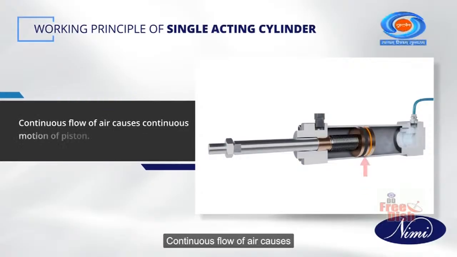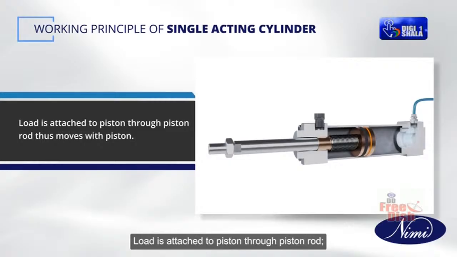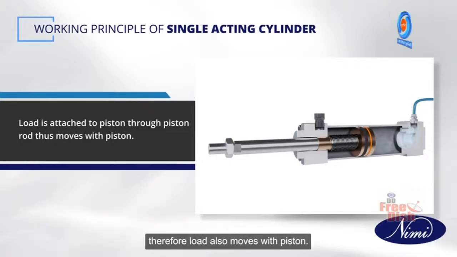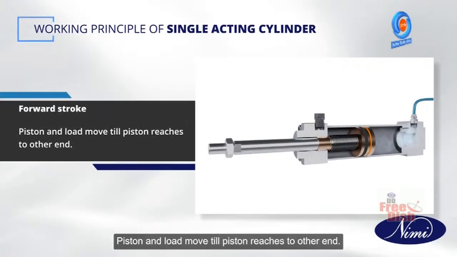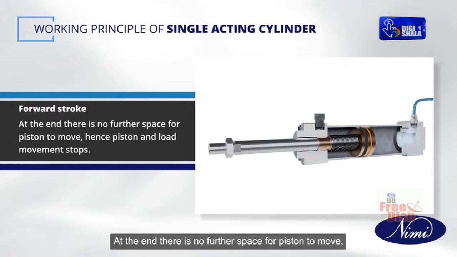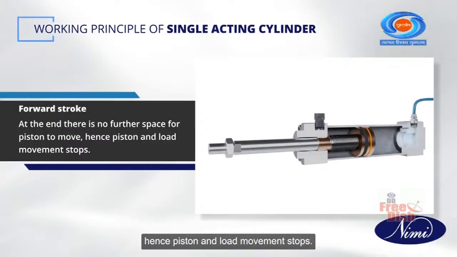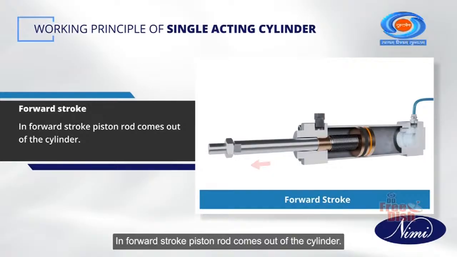The continuous flow of air causes continuous motion of the piston. Load is attached to the piston through the piston rod, therefore, load also moves with the piston. Piston and load move till the piston reaches the other end. At the end, there is no further space for the piston to move. Hence, piston and load movement stops. This piston movement is called forward stroke. In forward stroke, the piston rod comes out of the cylinder.